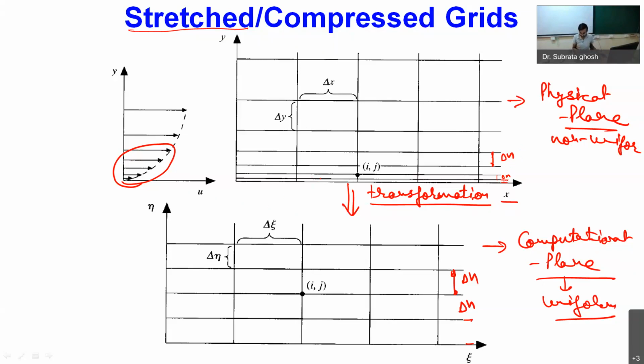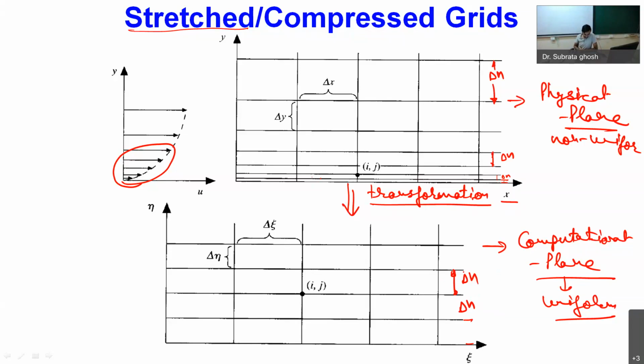For example, near the wall, this delta eta appears very small, and over here the same amount of delta eta appears as a very large distance. Okay, so that's why this type of grid is called a stretched grid, where the same uniform space in one coordinate system appears with different sizes in the other plane.